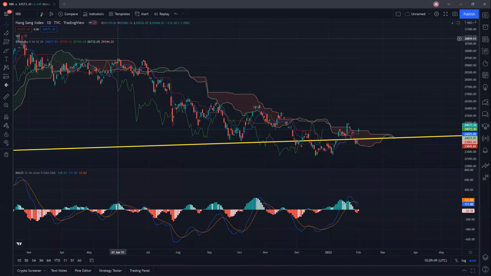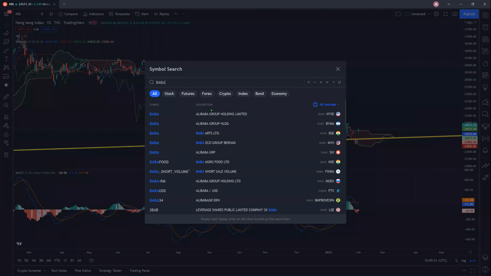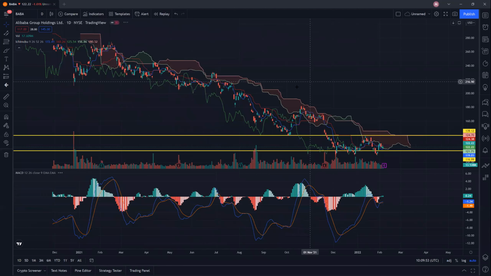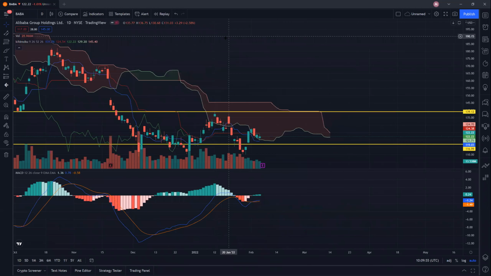So let's do a recap, going back to BABA. First thing is, my first target will be 139, but do expect some resistance from 132 and also 135. However, we have to break above the resistance at 128 before we can even see 139. This assumption is that 117 does not break.